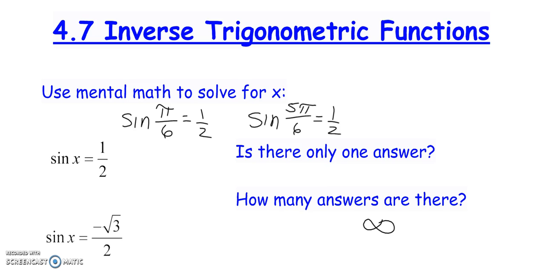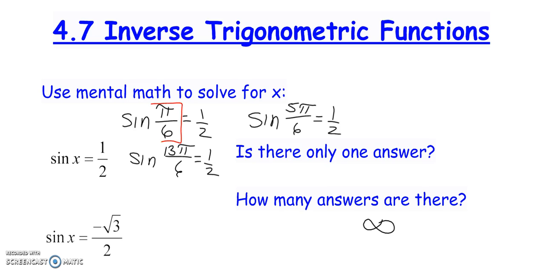Why do I say infinite? Well, this circle keeps repeating on the unit circle. If pi over 6 has an answer of 1/2, if I add 2 pi to that, I'm also going to get another answer of 1/2. So sine of 13 pi over 6 would also equal 1/2. So there's an infinite amount. All I have to do is find more coterminal angles with pi over 6 or 5 pi over 6, and they're all possible values for x.